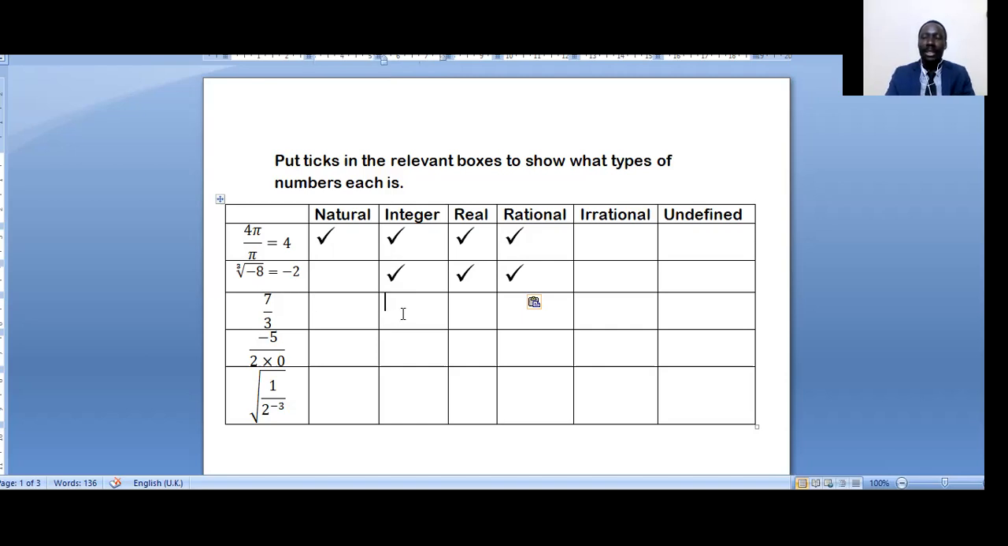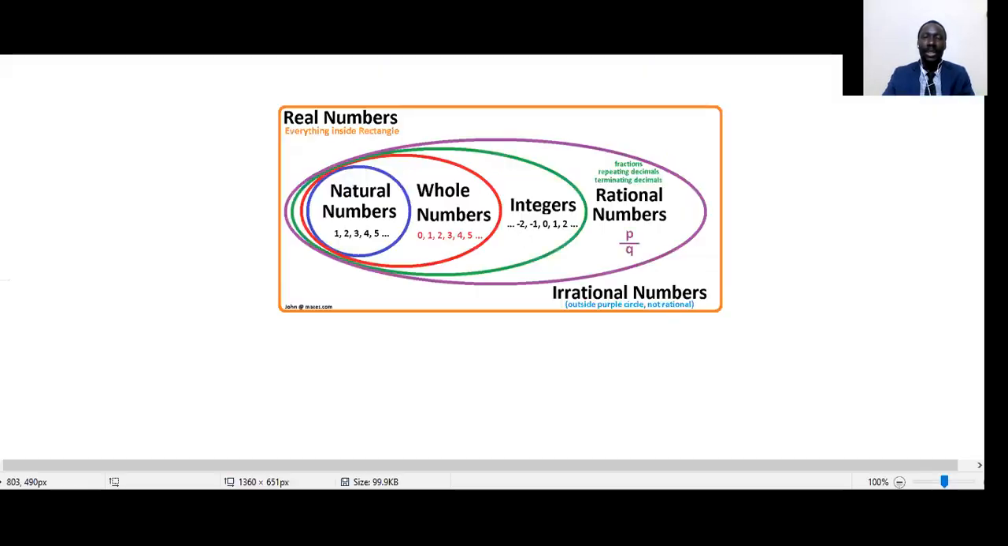How about being an integer? Is 7 divided by 3 an integer? No, it's not an integer. Integers don't have what? Integers don't have fractions. They don't have numbers like 3 point something, 2 point something, 7 point something, 10 point something. No, they don't have it.